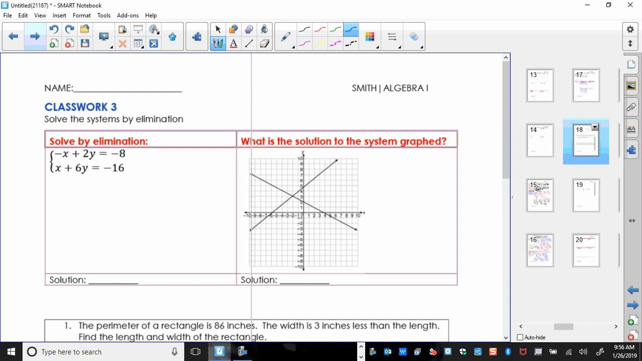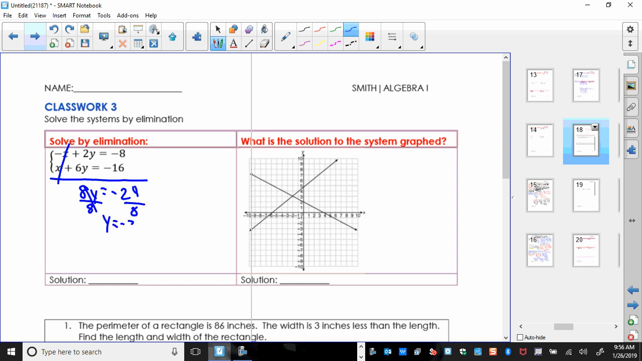So to solve by elimination, you just notice, are the variables on the same side? They are. Are they opposite? Yes. So all we do is draw our line. X minus X goes away. 2Y's plus 6Y's is 8Y's equals negative 24. Divide both sides by 8.